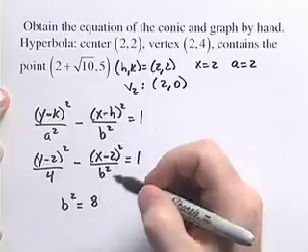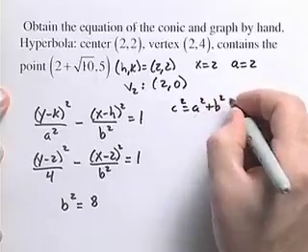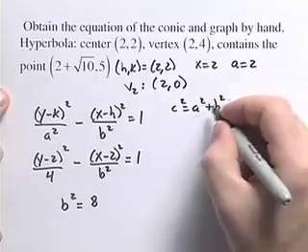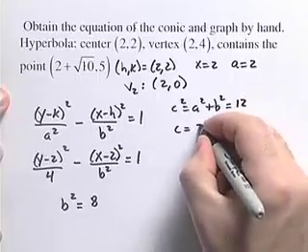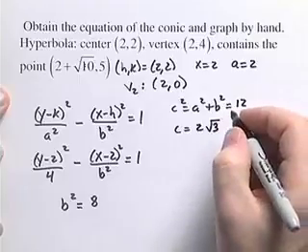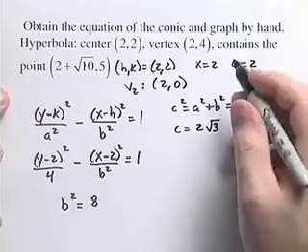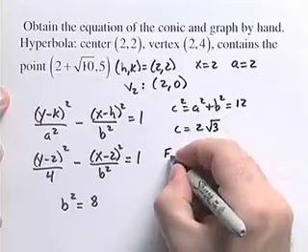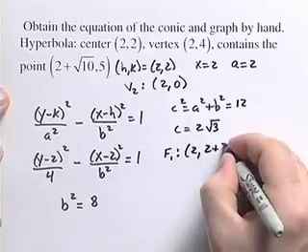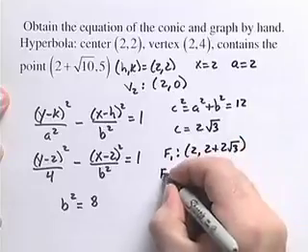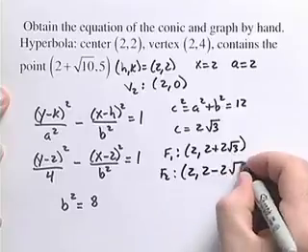We can use that to find our value for c. Since c² is equal to a² + b², a² + b² is going to give us 12, which means that c is equal to 2 times the square root of 3. Therefore, the foci are 2√3 units above and below the center. So we'll get one focus at the point (2, 2 + 2√3), and our second focus will be at the point (2, 2 − 2√3).